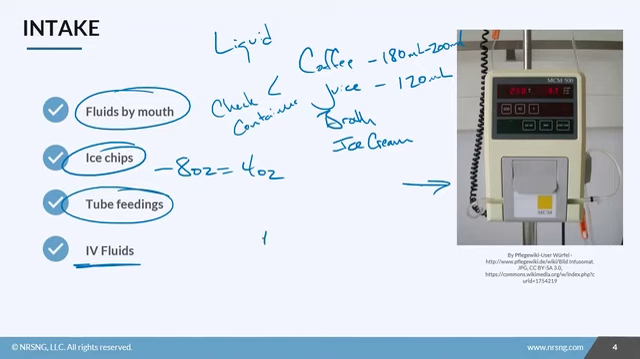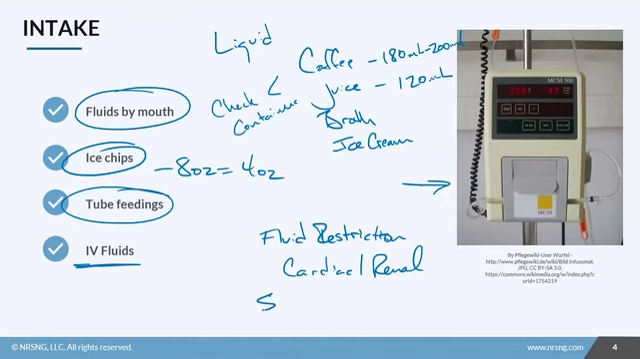Sometimes your patients are going to have something called a fluid restriction. You're going to see this in your cardiac or renal patients. With a fluid restriction, you're saying they can only have X amount of fluids per 24 hours.